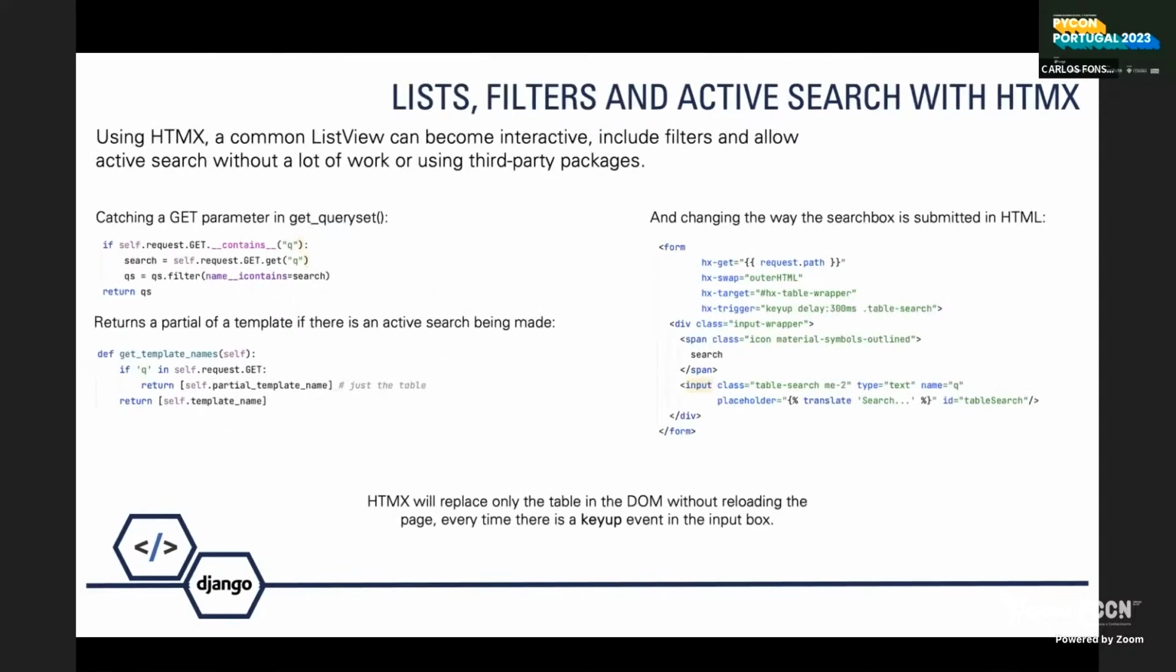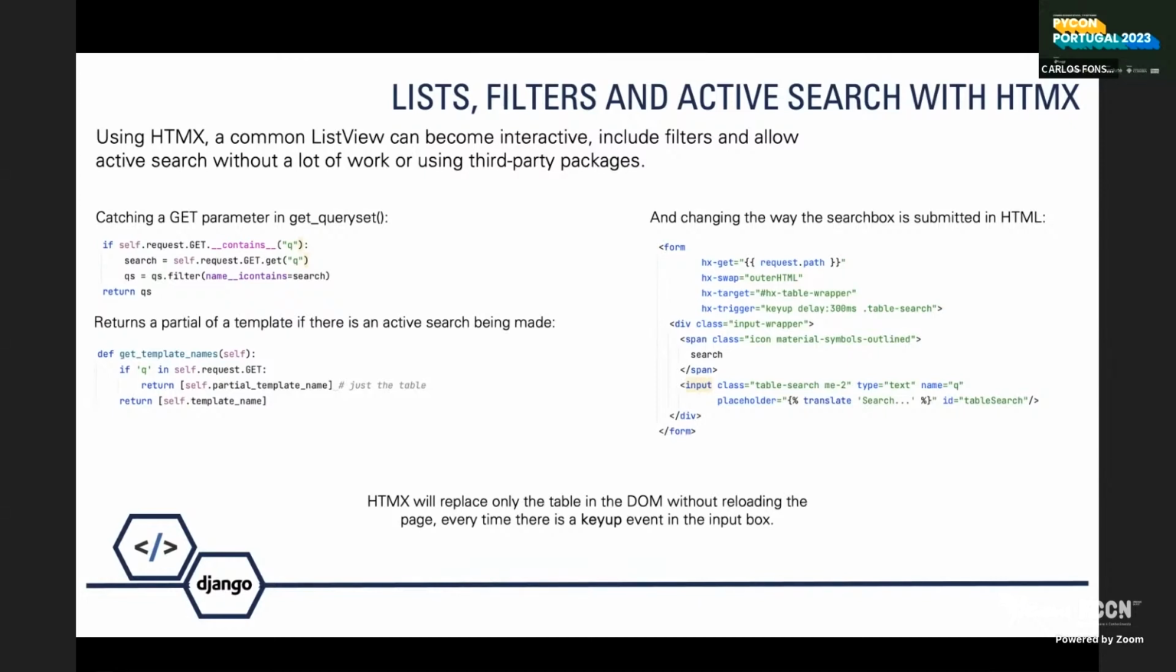So here we have a common example, a table or a list on a back office. Usually we just use a list view. The example here is how to implement an active search without any JavaScript. We just override get_queryset to handle a certain GET parameter. If it catches the GET parameter, it will filter the queryset. In this case, we are using name for searching, like the name of a person. And if it detects the query, we know we are doing a search, so we just want to send the table. We just want to replace the table and not the whole page.